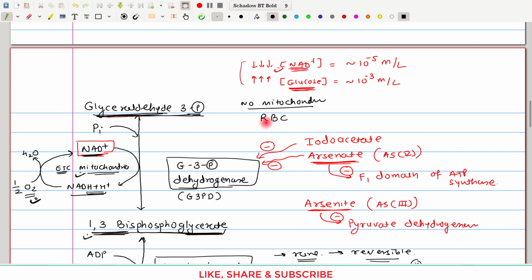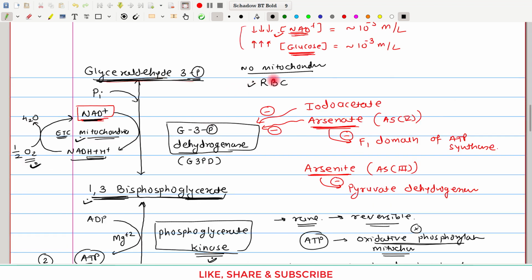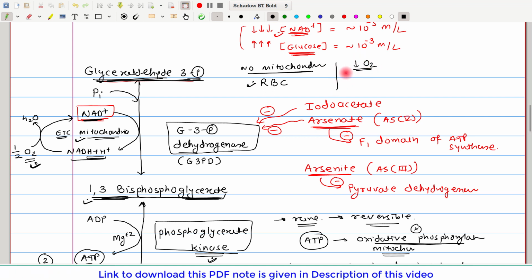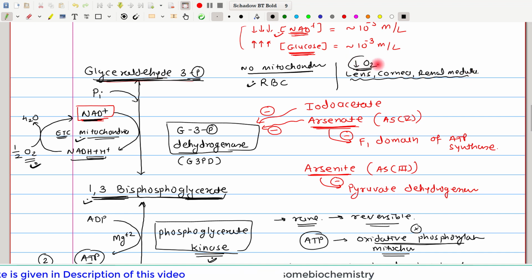Why? Because glycolysis is the primary source of energy, and of course RBCs require that energy. So even in the absence of mitochondria, RBCs have to generate ATP. Now, what are the tissues which lack oxygen or have less oxygen supply? These tissues are the lens, cornea, and renal medulla. Normally, under physiological conditions, all these tissues have very little vascular supply, less blood supply, and because of that there is less oxygen.